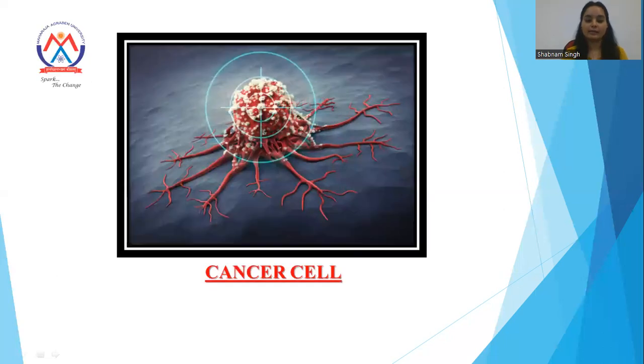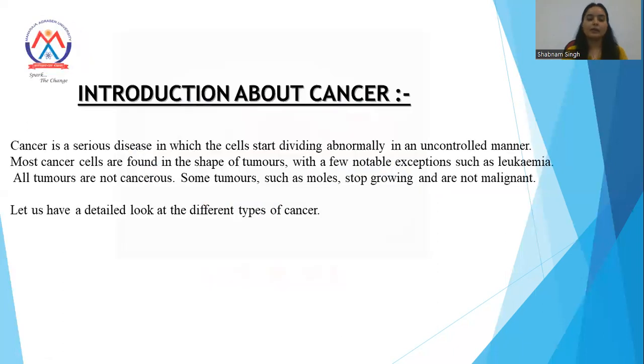This is a cancerous cell. As you see on the screen, this is a neuron-like structure. This is very giant and showing multiple growths. So this is a cancerous cell. Cancer is a disease in which the cells start dividing abnormally, and it is a serious disease. Here, the cells start growing and dividing abnormally in an uncontrolled manner.